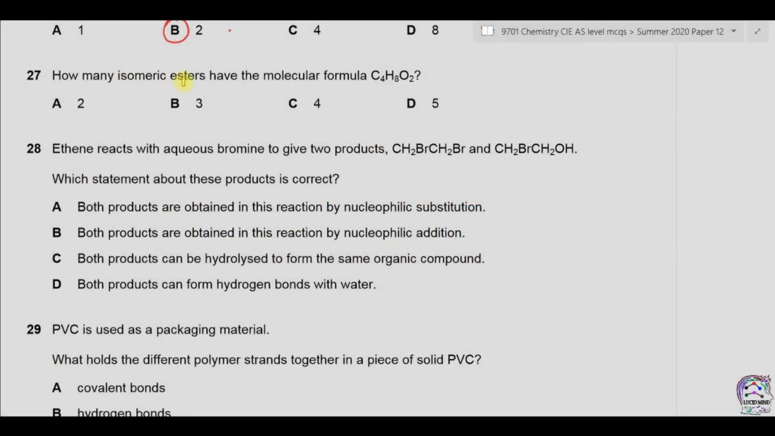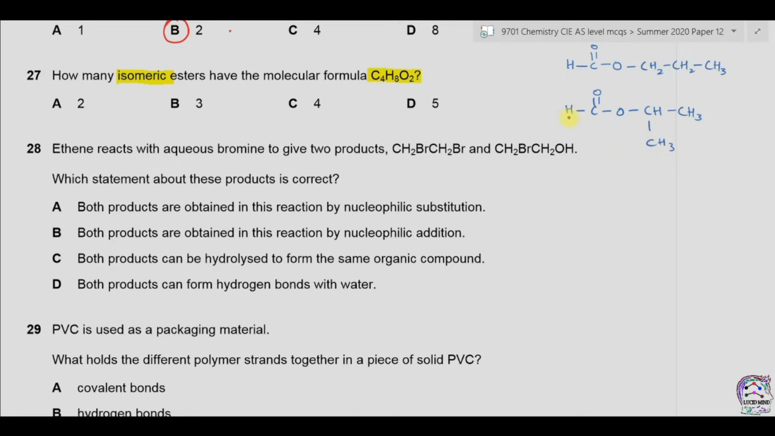Question 27. How many isomeric esters have the molecular formula C4H8O2? Now let's draw these esters with this molecular formula. We have HC double bond O, O. There are 4 carbon atoms, 2, 3 and 4. Now we can also make another structure, HC double bond O, O, CH, CH3. Now the corner carbon has been shifted to this carbon atom, so the structure would be like this.